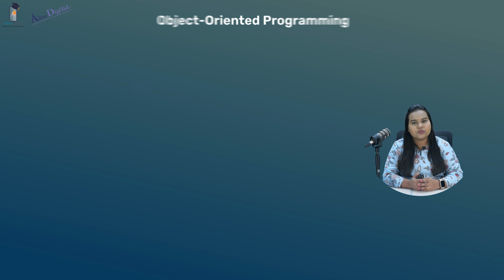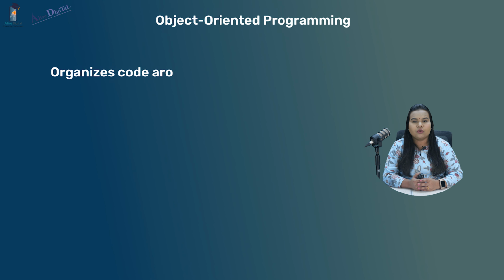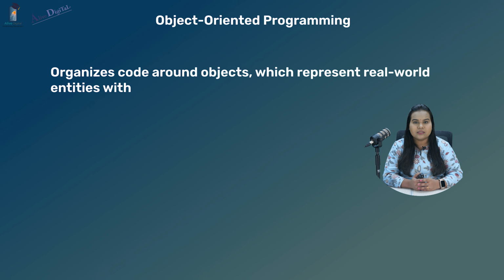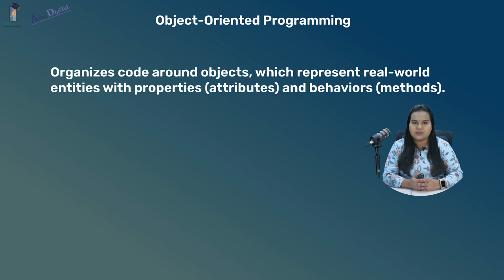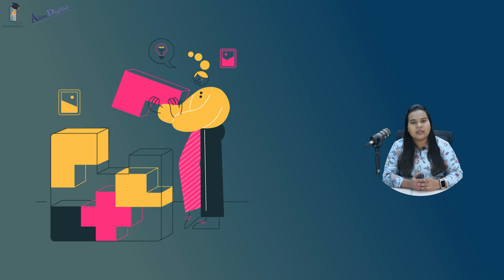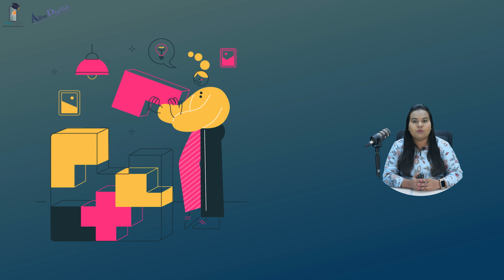Now let's see object-oriented programming. On the other hand, it organizes code around objects, which represent real-world entities with properties, we can say attributes, and behaviors, also known as methods. Instead of following a linear sequence of steps, object-oriented programming designs structures that encapsulate both data and functionality. The primary benefits of object-oriented programming include modularity and reusability.